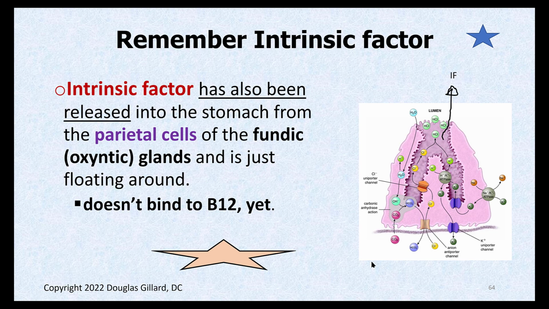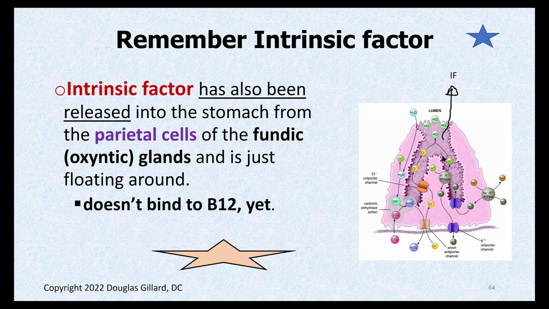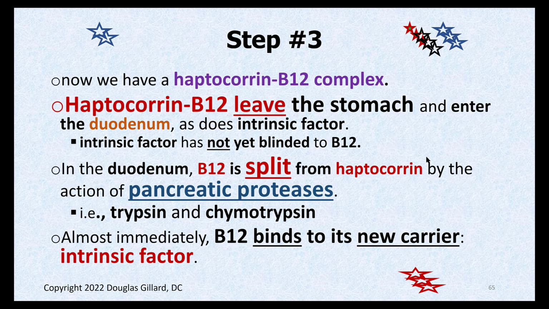Okay, intrinsic factor, I don't think we need to remember it anymore, but we know that it's produced from parietal cells. Step 3. Okay, so haptocorin and B12 are ejected through the pyloric sphincter, and now they're in the duodenum. Intrinsic factor is also made and floating around in the stomach and also ejected. Intrinsic factor does not bind to vitamin B12 in the stomach. I will test you on that fact. I often test people on that fact. Okay, because it's bound to haptocorin. Haptocorin protects it from the acid, and now we're in the duodenum.